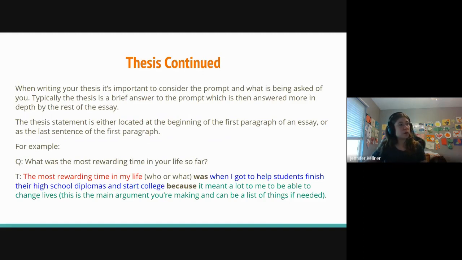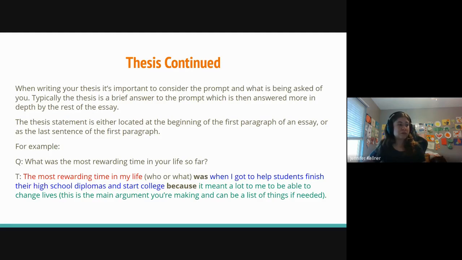So one of the questions that they were asked, I believe last year, was something along the lines of, what was the most rewarding time in your life so far? Or talk about an experience in your life. So if that is our prompt, then our thesis would be, the most rewarding time in my life, that's our who or what, was when I got to help students finish their high school diplomas and start college, because it meant a lot to me to be able to change lives.